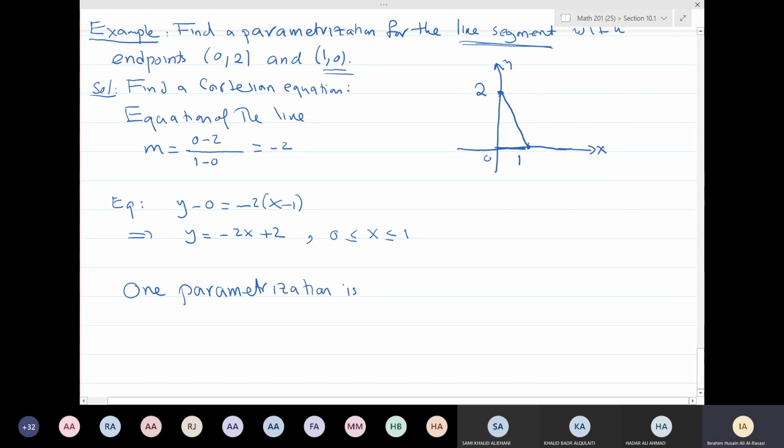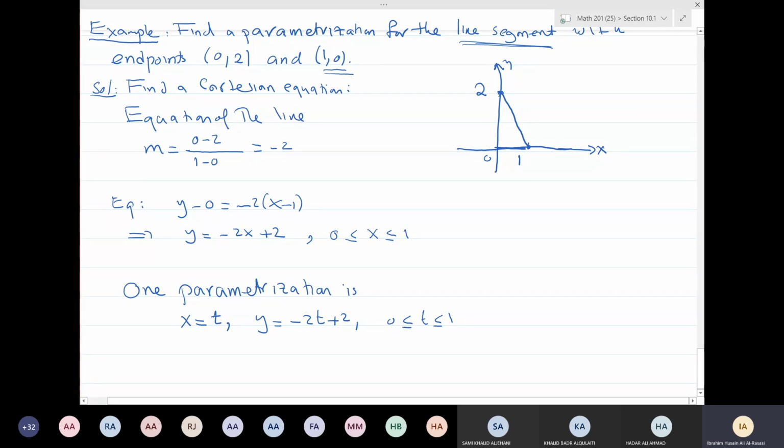The simplest way: how do you take x equals what? x equals t, as we did above. If I take x equals t, what is y? y will be minus 2t plus 2. What is the interval? The same interval, t in [0,1]. Just replace x with t, and you get this one.